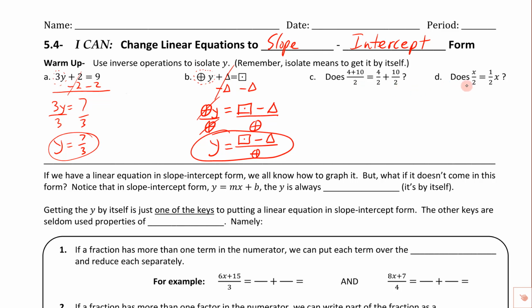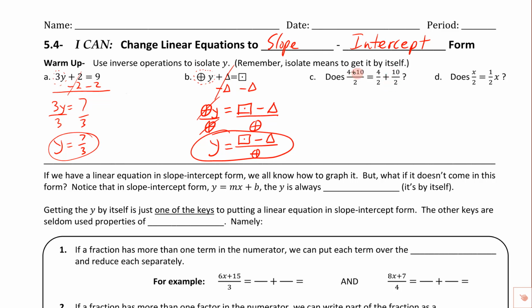Next, on these last two in the warm-up, we're going to take a look at some seldom used properties of fractions. So I want to take a look at this one. Now notice that these are all numbers except for this right here, so we can deal with this a little bit easier. So we've got 4 plus 10 divided by 2. The question is, does that equal 4 divided by 2 plus 10 divided by 2?